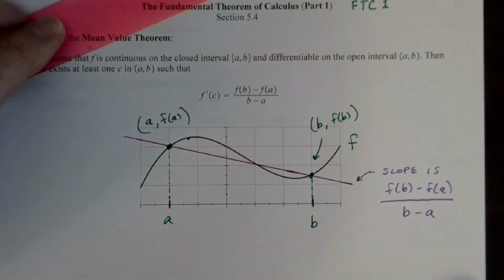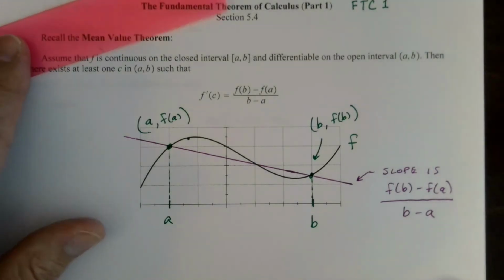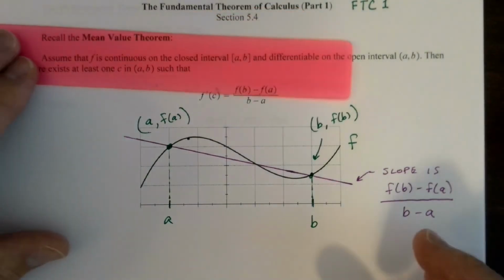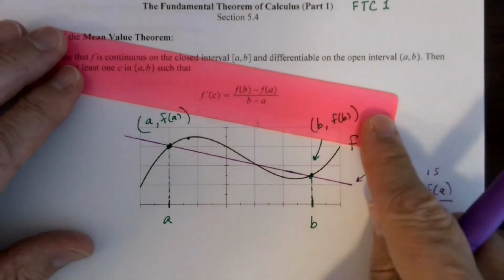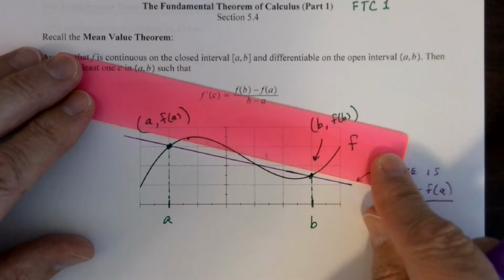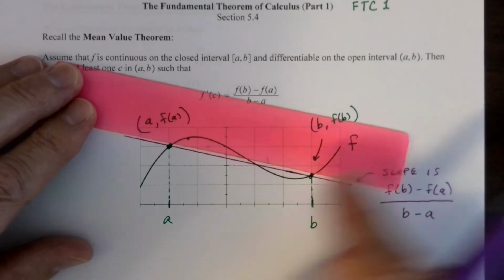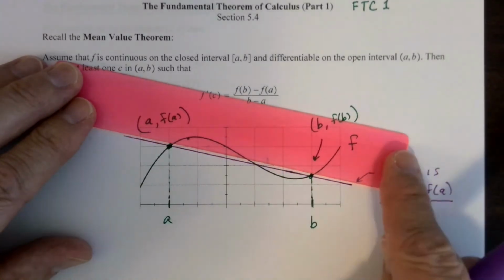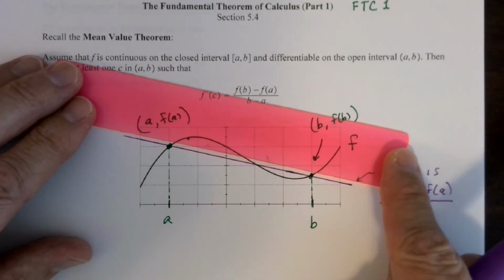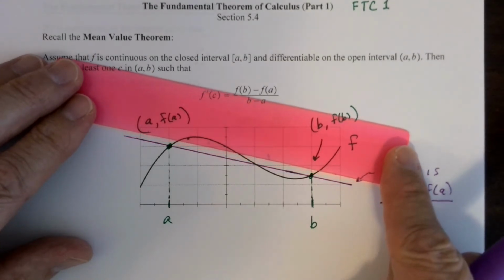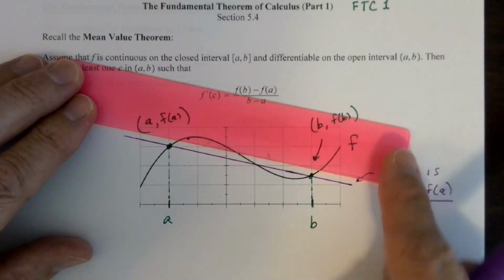Give you a second to think about that. Let me help you. It's going to have the same slope as this line, so in other words, the tangent line will be parallel to this line. So I'm going to put the bottom of my ruler right on that line, and I'm going to move it in a way that keeps the bottom edge of the ruler parallel to that purple line. So they have the same slope, right?